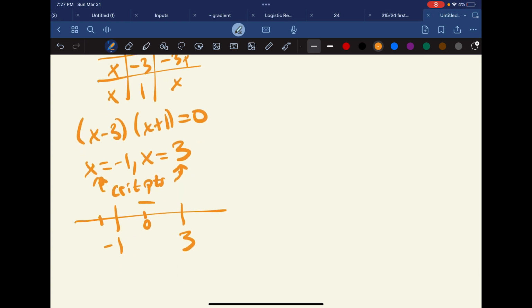And then you could plug in negative 2, and that would give you positive, right? Because this would be negative and this would be negative. Double negative is a positive. And then over here, if you plug in, say, 4, this term would be positive and this term would be positive. So we really only care about the sign of the term. And so that's going to be positive from negative infinity up to negative 1, negative from negative 1 to 3, and then positive from 3 to infinity.